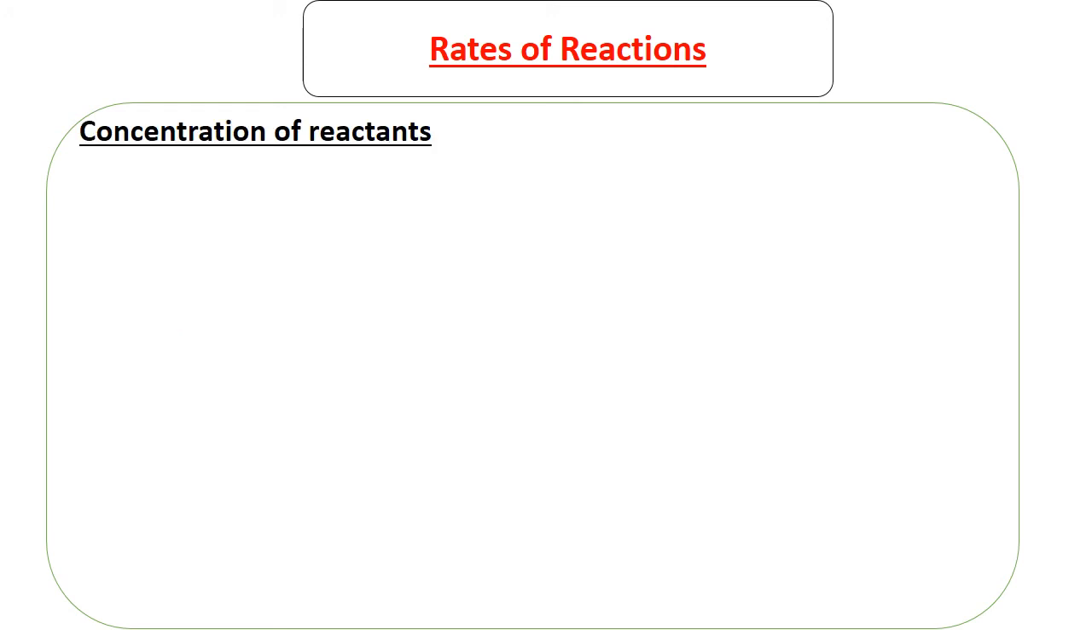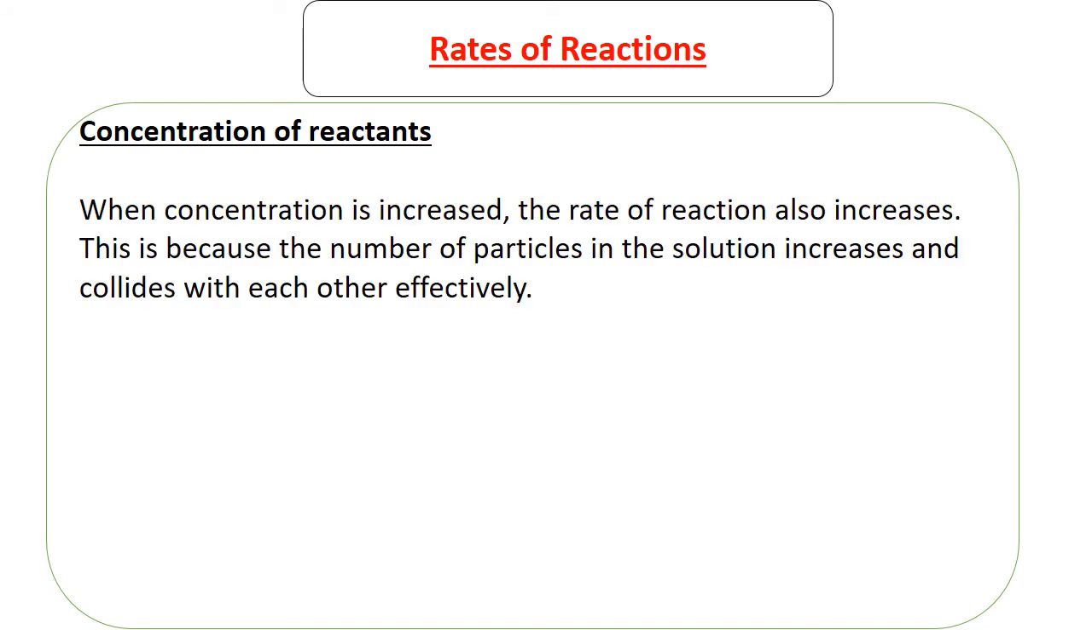So we're going to start with concentration. We're not talking about concentration of products, but concentration of reactants. When the reaction is about to start, we don't have products, so we don't talk about concentration of products, we talk about concentration of reactants. So when concentration is increased, meaning that the number of reactants is increased, the rate of reaction also increases. This is because the number of particles in the solution increases, meaning that the particles are going to collide with each other effectively.